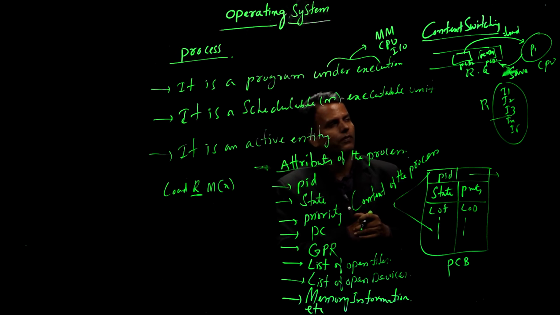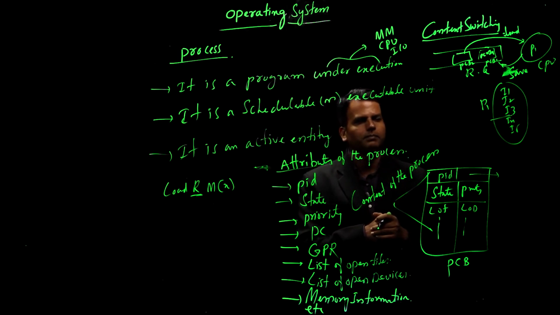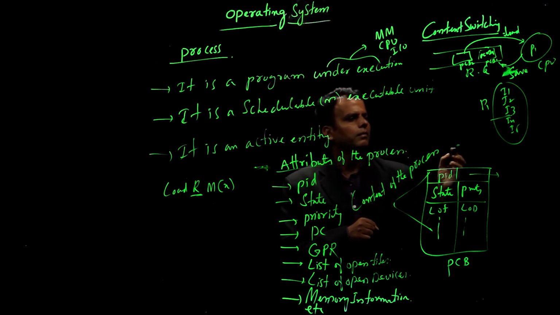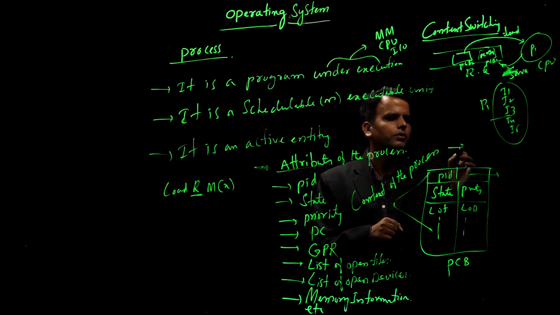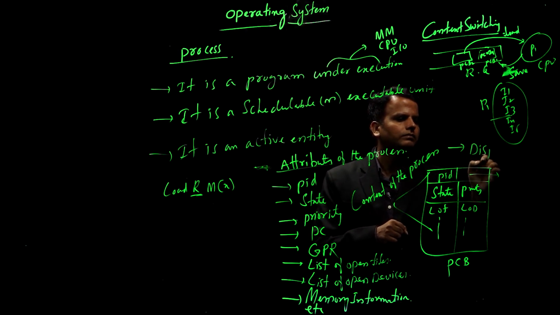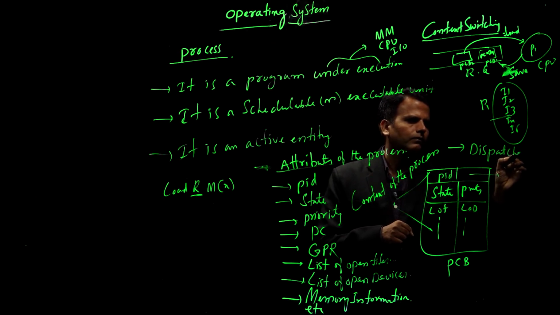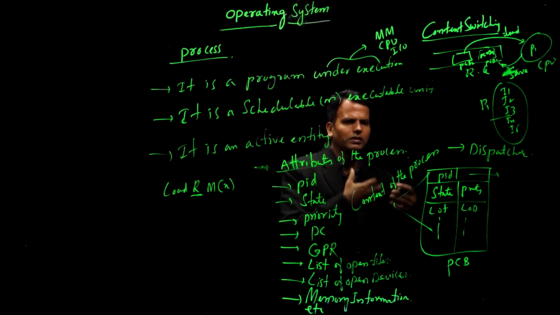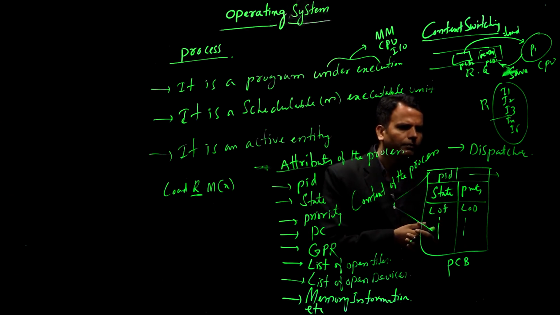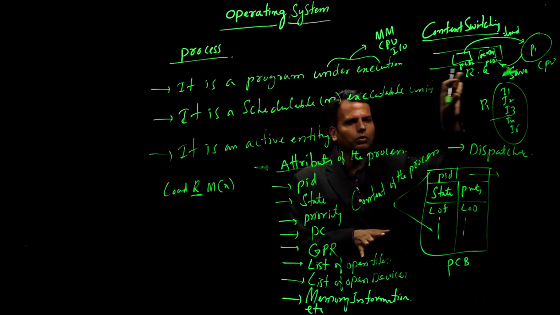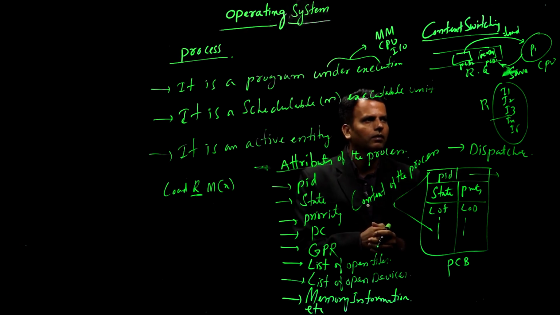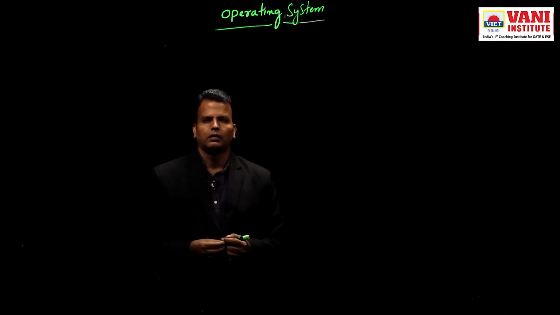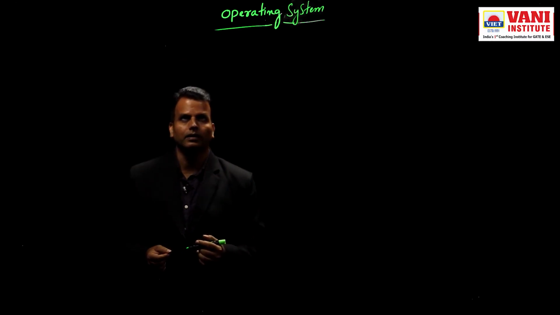Who is responsible for performing context switching? The dispatcher is responsible for context switching. What is the meaning of dispatcher? It is a small program which performs all these tasks. Okay. So now let's see the process state transition diagram.